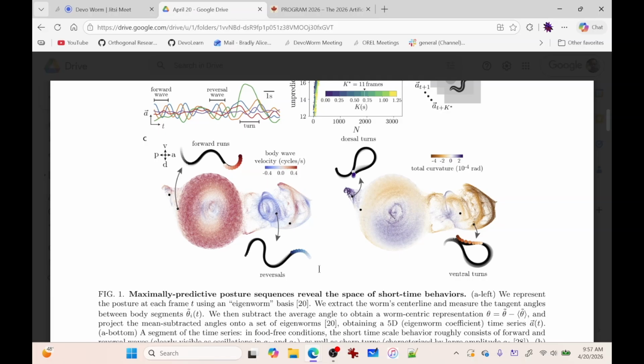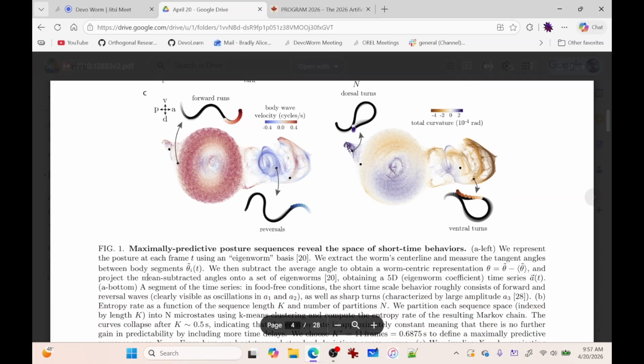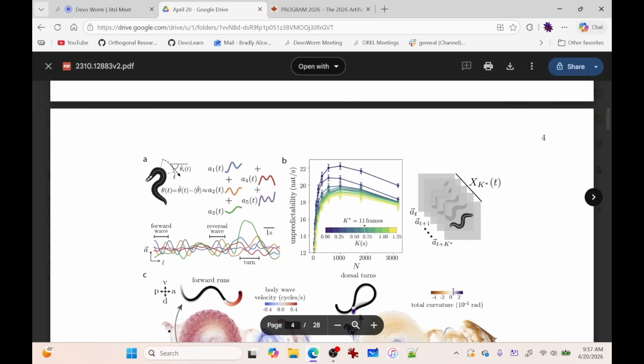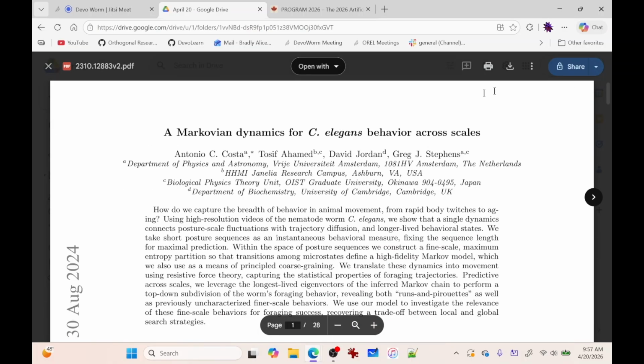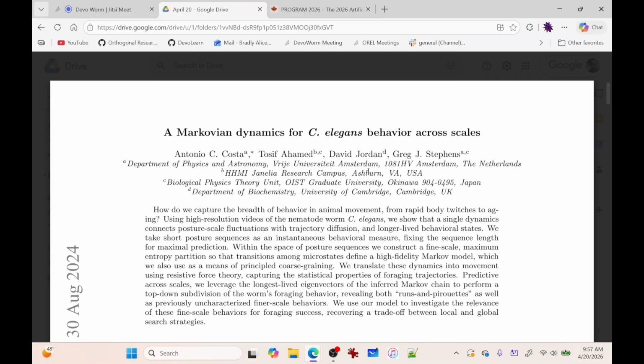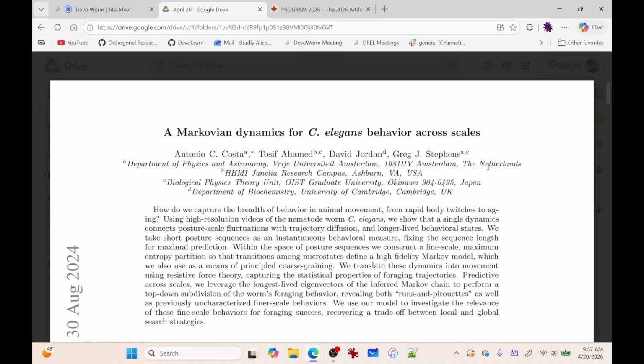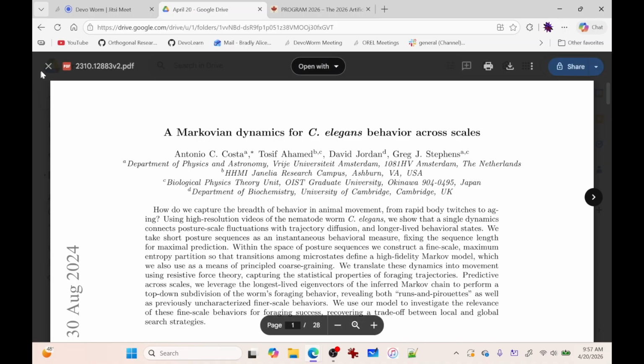And then they're extracting these eigenworms. So they have this set of eigenworms where they obtain a 5-dimensional eigenworm time series, and that's how they build these models. So this looks like a pretty good paper. If you're interested in C. elegans movement dynamics, I know we don't talk about that a lot in this group, but it's an important point. And of course, in development, you're going to have different movements than in the adult.